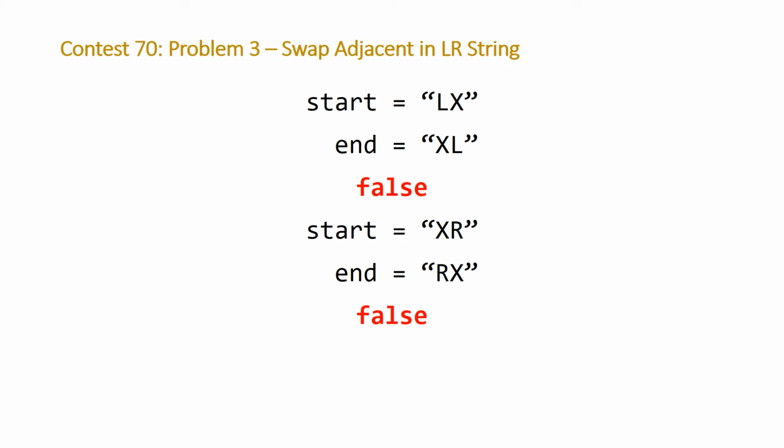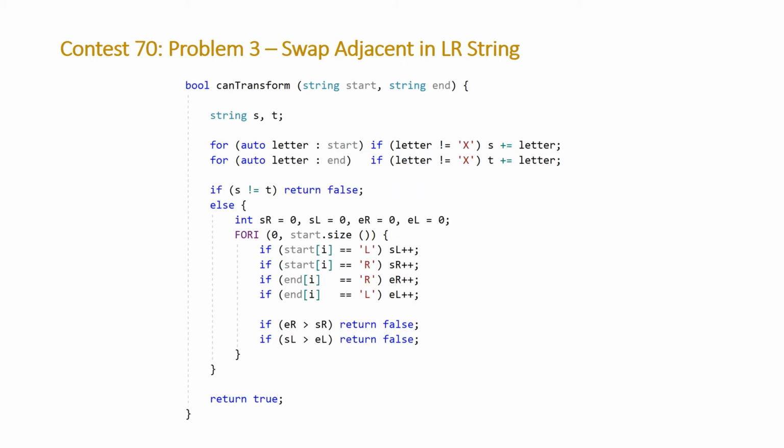And with these facts, we can now look at the code. And these 2 return false, obviously. So here we have our can transform function. It takes 2 strings, start and end.